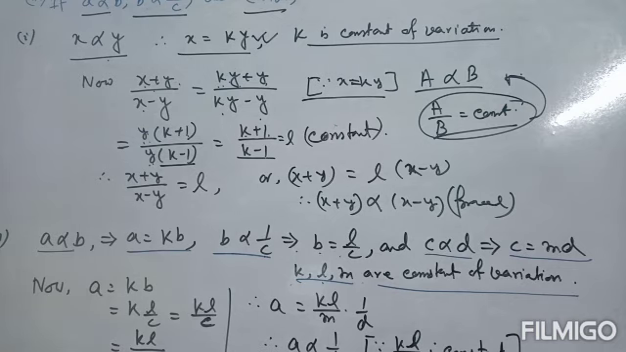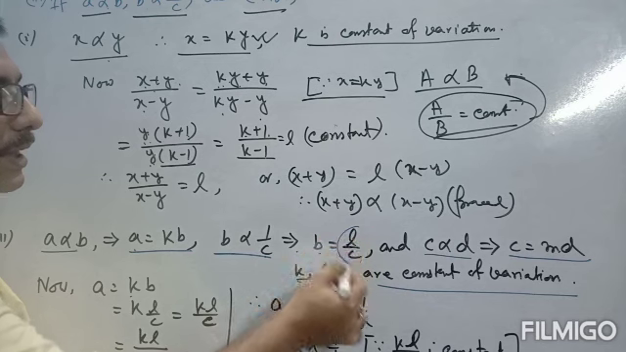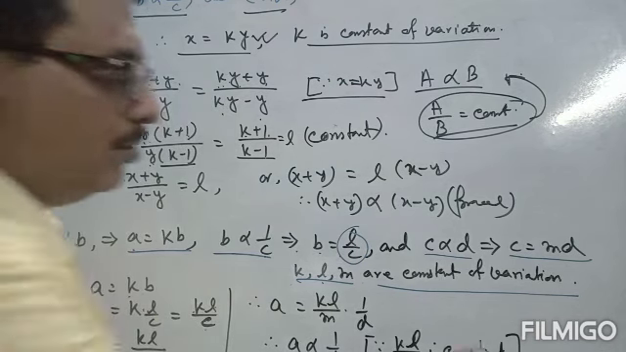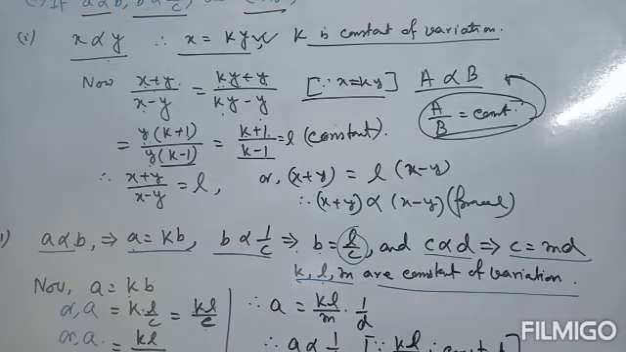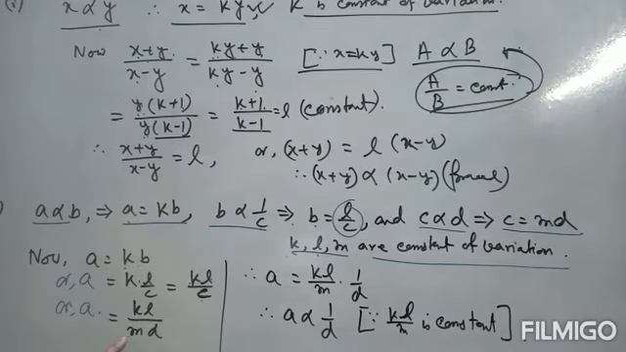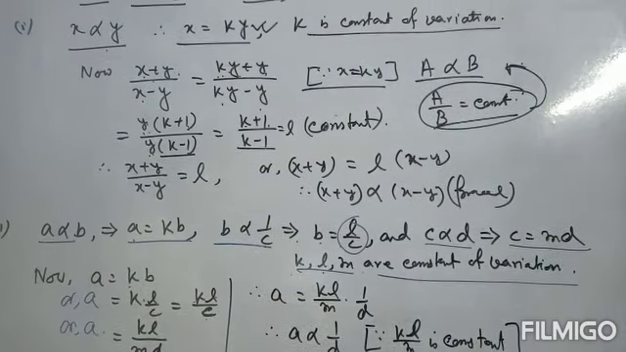Okay, now again start from here. A is equal to K into B. Now replace B by L by C. So A is equal to KL by C. Again C is equal to M into D. Just replace C by M into D. So we can write A is equal to KL by M into 1 by D.